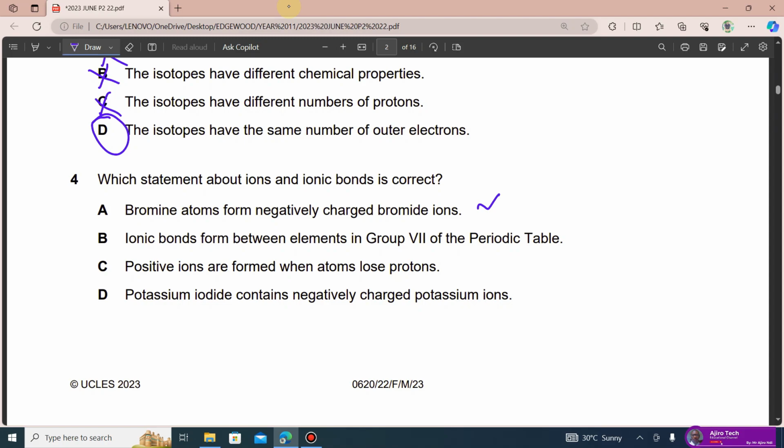Ionic bonds form between elements in group 7 of the periodic table. Not only group 7; ionic bonds are between a metal and a non-metal, so that cancels out. Positive ions are formed when atoms lose protons? Of course, no. When atoms lose electrons, that should be the right thing. And then potassium iodide contains negatively charged potassium ions. Of course, no. The charge of potassium ions is actually positive. So A is the correct answer.